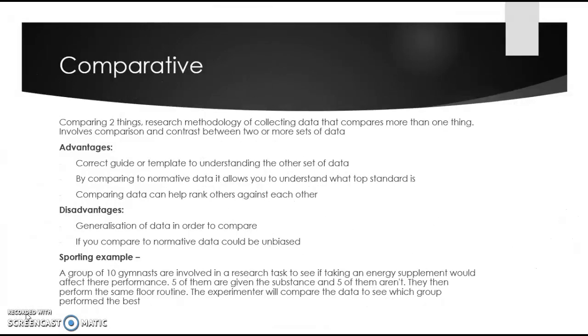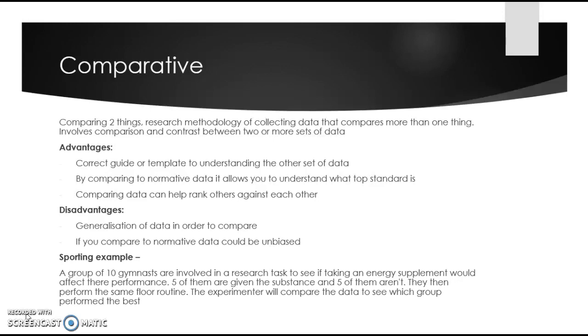Comparative. Comparing two things: a research methodology of collecting data that compares more than one thing. This involves a comparison and contrast between 2 or more sets of data. Advantages are a correct guide or template to understanding the other sets of data. By comparing to normative data, it allows you to understand what the top standard is. Comparing data can help rank others against each other.